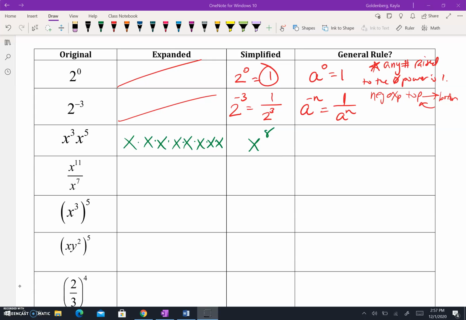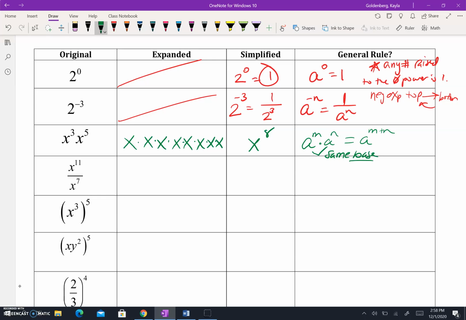If I wanted to write that generally, I would write a to the m power times a to the n power equals a to the m plus n. This is how your textbook generally writes it. In the green book, they generally have a base of a. Notice that in this case, you have to have the same base.